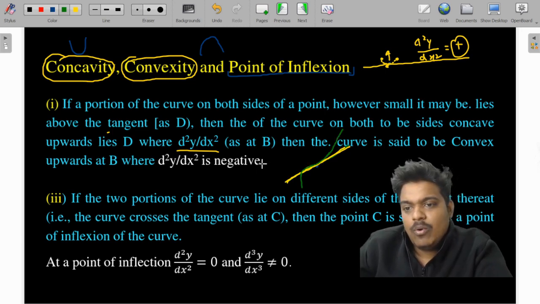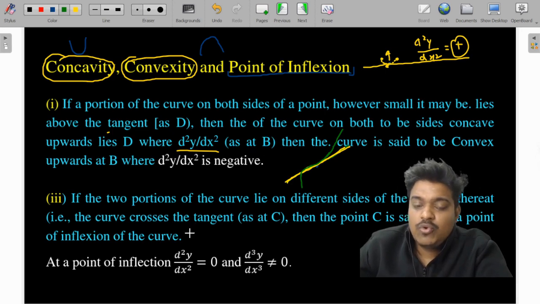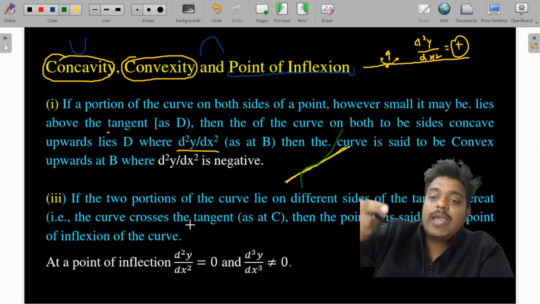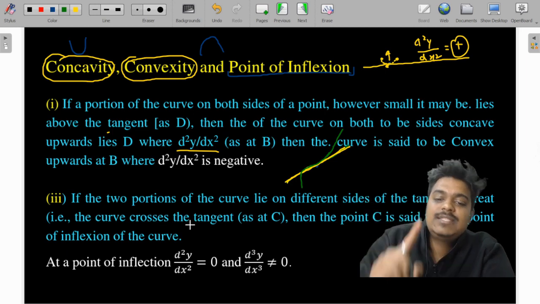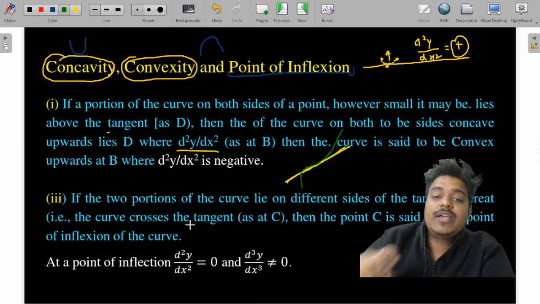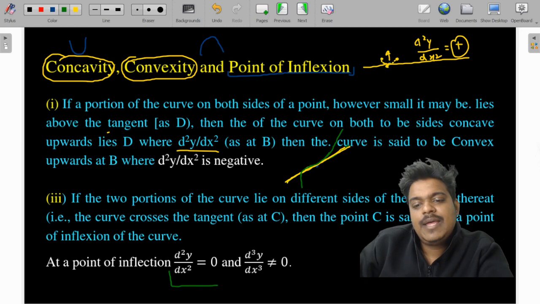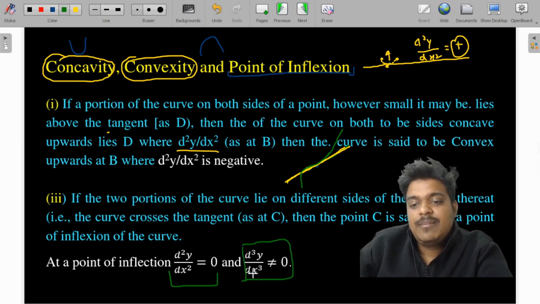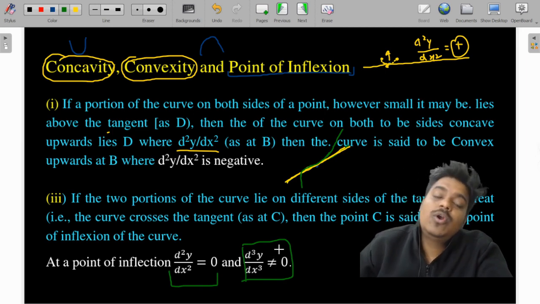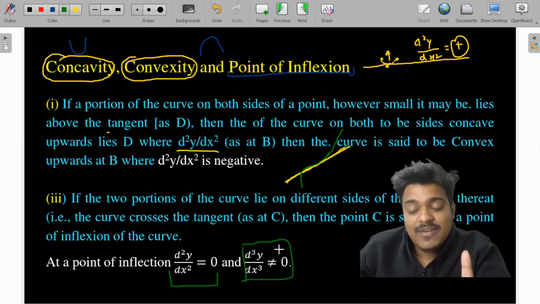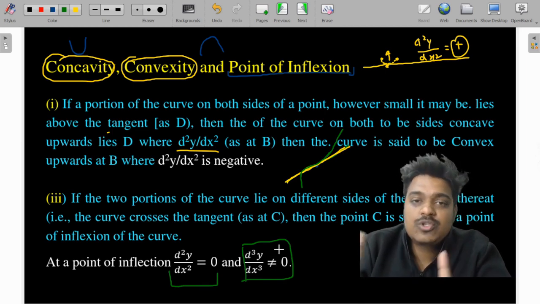Now if you take two values and both the values are lying on the opposite sides of the tangent, then you say that this is a point of inflection. And how do you see a point of inflection in the equation? You do d2y by dx square, you get 0, and if you again differentiate it, d3y by dx cube, you are not getting the value as 0.